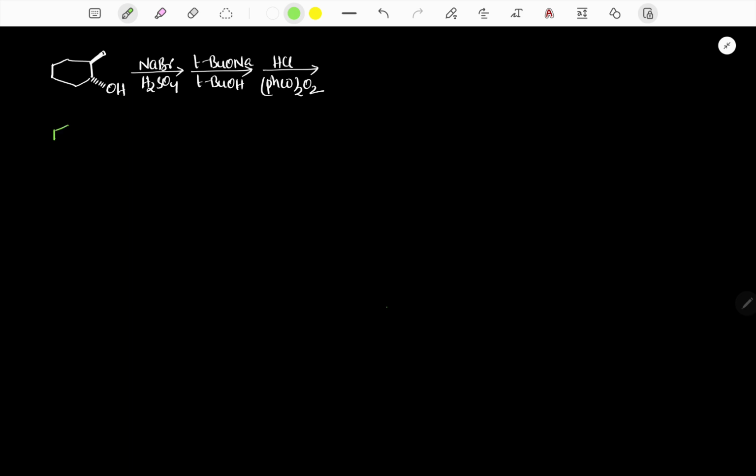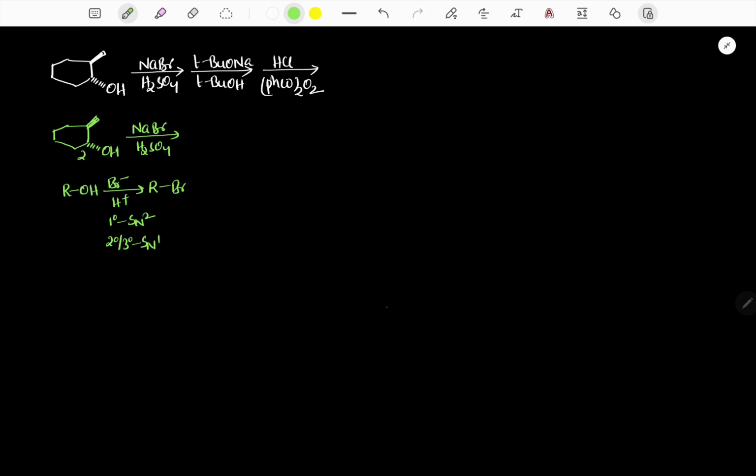The reactant has an alcohol functional group. The alcohol is treated with NaBr in the presence of H2SO4. So the basic reaction is when an alcohol is treated with NaBr, Br minus in the presence of H plus, primary undergoes SN2, secondary and tertiary undergo SN1. Therefore, here the corresponding product is finally an alkyl bromide.